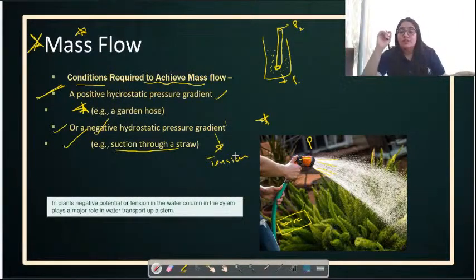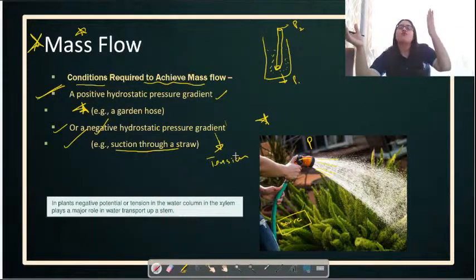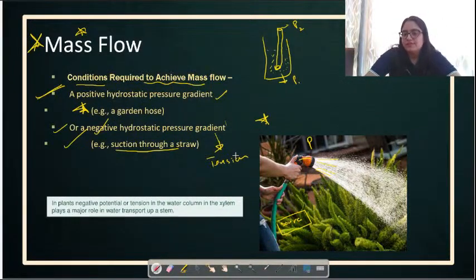So please remember that water is actually pulled from root xylem to leaf xylem due to the presence of this negative water potential, or negative free energy of water in the leaf, because of which there is a mass flow of water from root xylem to leaf xylem. So it is this negative tension, or this negative hydrostatic pressure gradient, that causes the water transport up a plant. Tell me kids, is this okay?